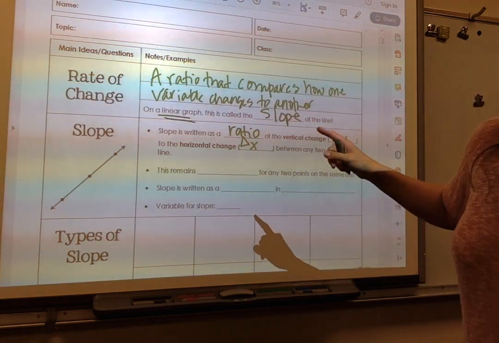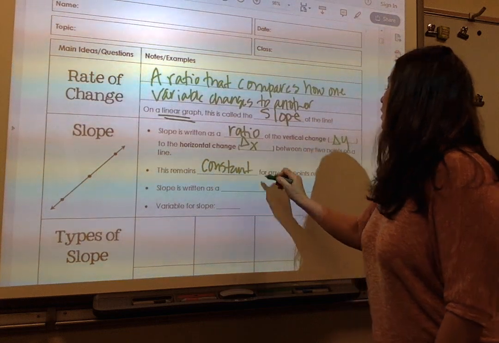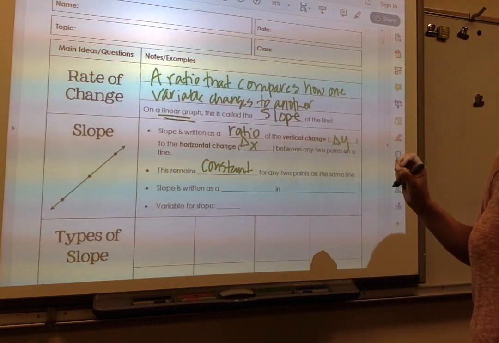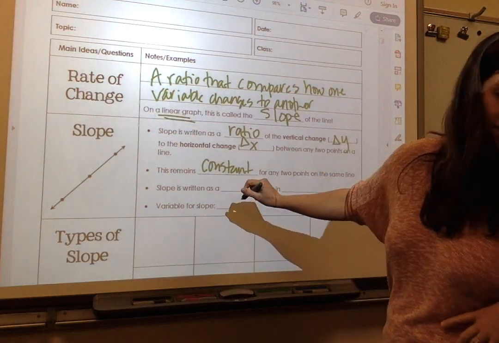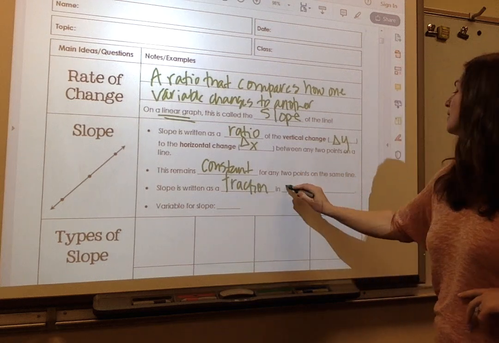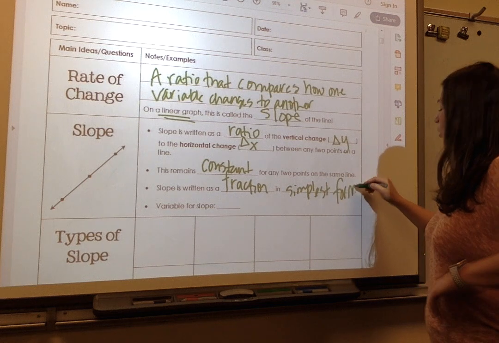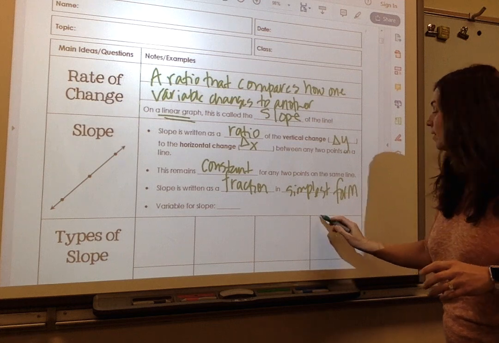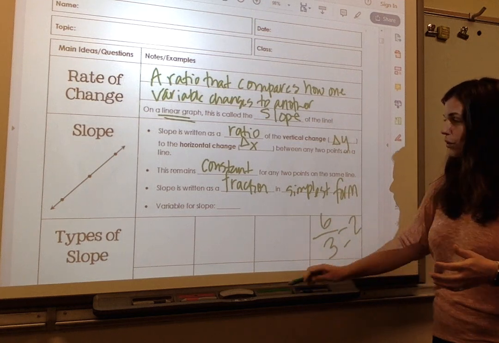This remains constant for any two points on the same line. Slope is written as a fraction in simplest form. So remember, you would never say slope is 6/3. You always have to simplify it to 2 or 2 over 1.